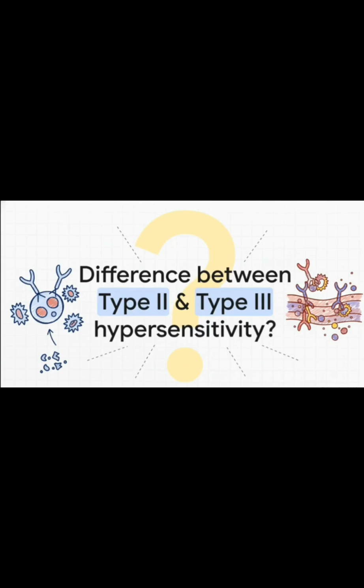What is the real difference between a type 2 and a type 3 hypersensitivity reaction? I mean, they both involve antibodies, right? But in one, the antibodies are attacking a fixed target on a cell. In the other, you've got these little antibody-antigen complexes floating around, causing trouble wherever they land. Do you know which is which?